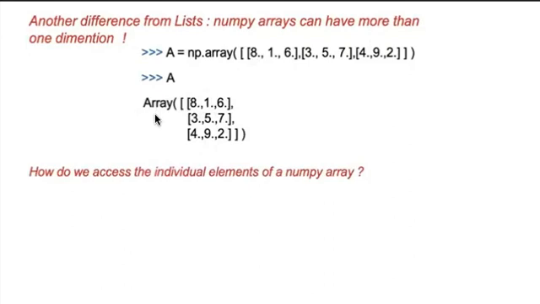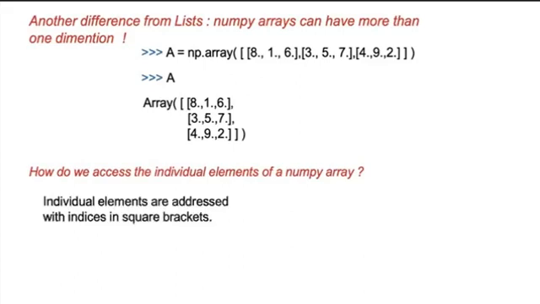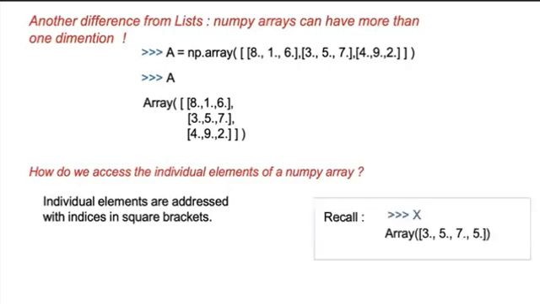How do we access the individual elements of a NumPy array? The individual elements are addressed with indices in square brackets. Let's recall what X was. X was an array that was 3, 5, 7, and 5. If we want to access the first element, we just do X of 0, because we want to access the first element. We do X of 0 and we see it's 3.